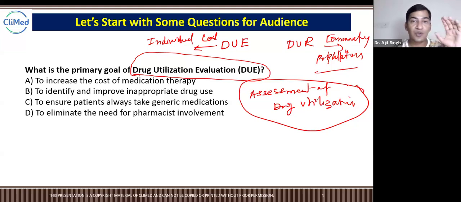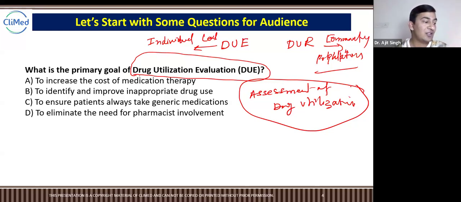Drug utilization review is a wide, vast term that is usually done for the public, for a big number of people, a group of people, a population, a community, right? And when we are targeting the community, a big number of people, definitely our objectives will be different, our scope will be different, right?